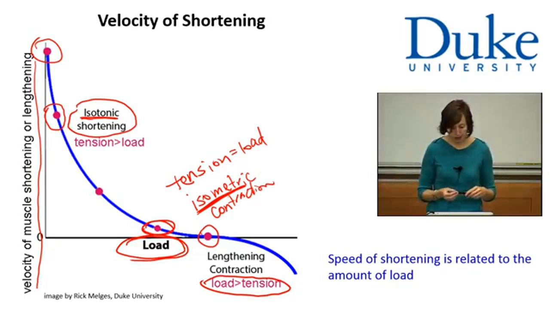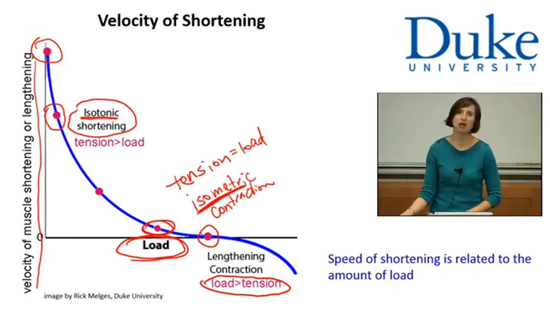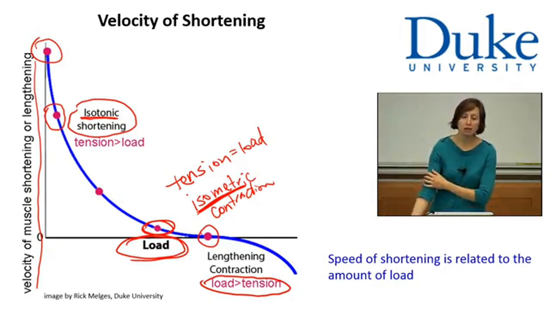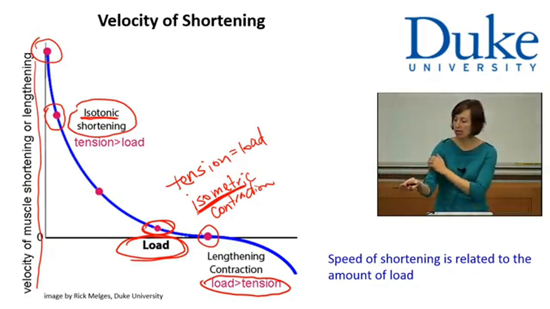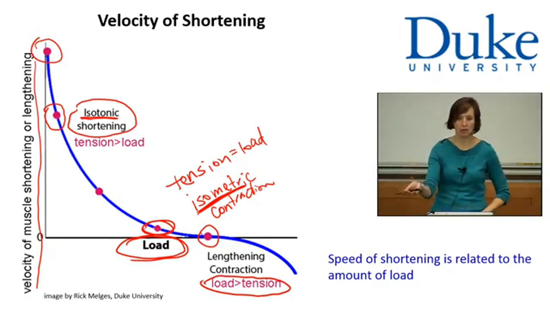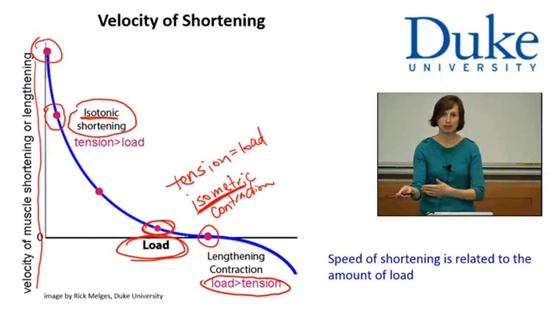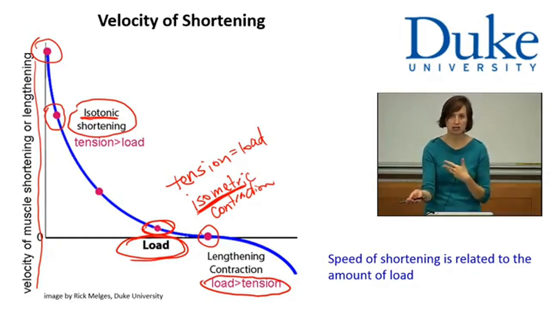So, for instance, if I want to pick up the stylus, then I'm going to make the tension in my muscle greater than the load, and so the muscle will shorten. If I want to just hold this in the air, I will make the tension in my muscle equal to the load of the stylus, and that will be an isometric contraction, and I'll be able to just hold it. So by setting the tension, we can accomplish these different tasks.